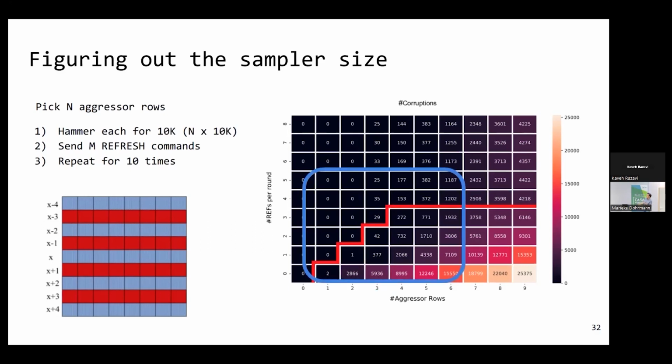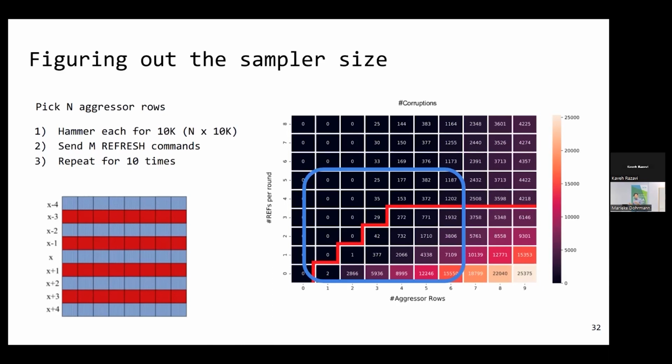But we see this trend again. For example, when you go to 4 aggressors, at some point the refreshes that you send do not help catching the bit flips anymore. So as you increase the number of aggressors and the number of refreshes up to a point, after that it stops changing that much.